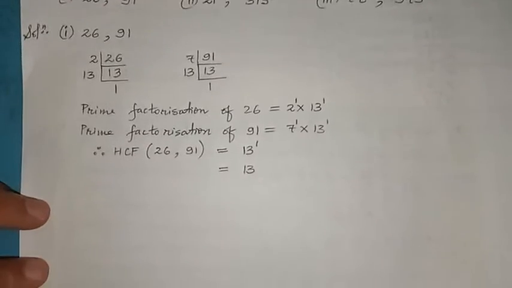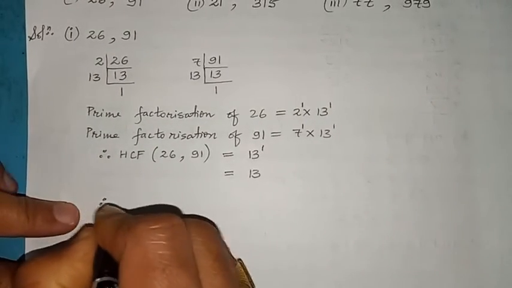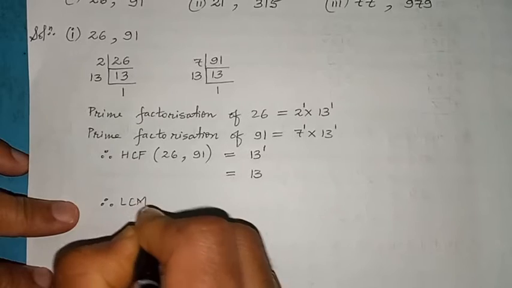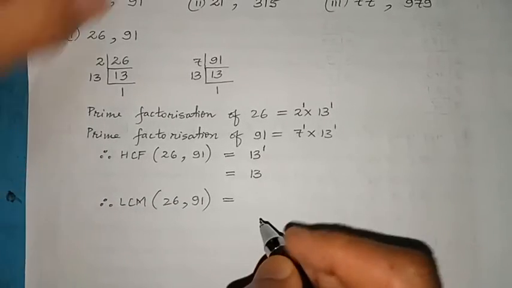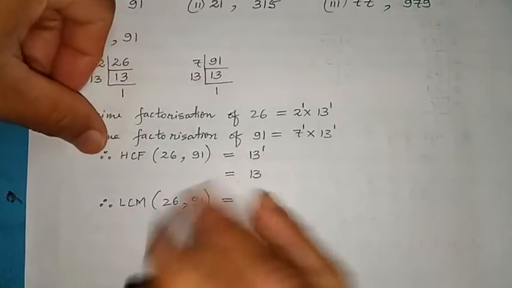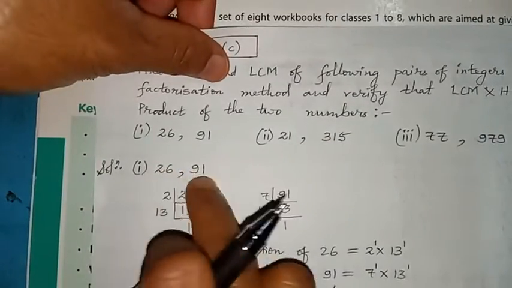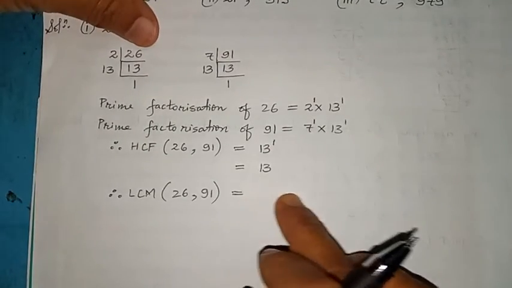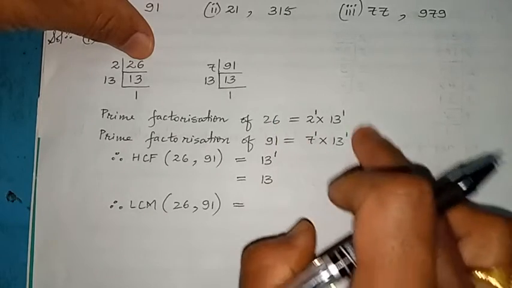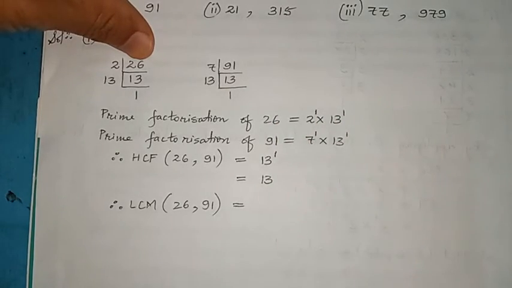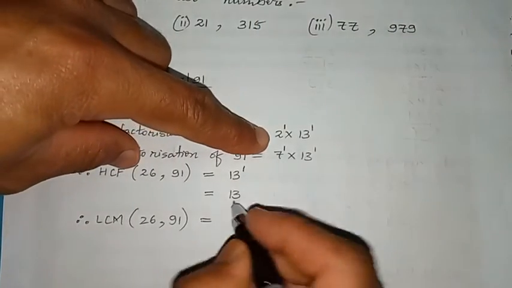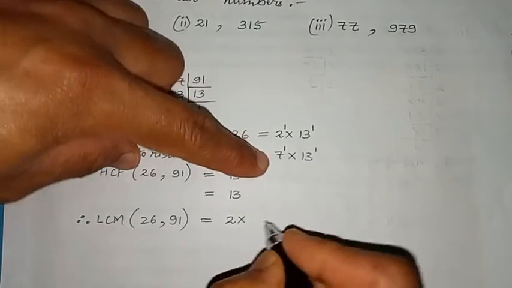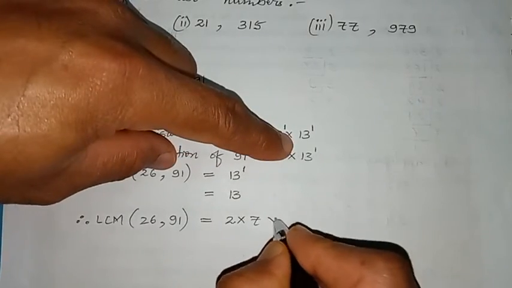Okay, now let us find LCM. Therefore, LCM of 26 and 91. As you know, LCM means what? I've explained in the last video. LCM of any two positive integers or any two or more integers is the product of all the prime factors, means all the prime numbers that you have, right? All, and with the highest power, with the largest power. So first of all, tell me which are the prime factors here. 2 is a prime number, 7 is a prime number and 13 is a prime number. These are all prime factors.